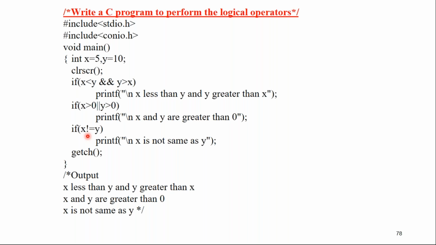This one, if both the values are not equal, then this statement will be executed. For example, if x equal to y and y equal to 5, then x is not equal to y would be false since they are equal, so this statement would not be displayed. Now here they are not the same, so it is displayed. If they were the same, this statement would not have been displayed.